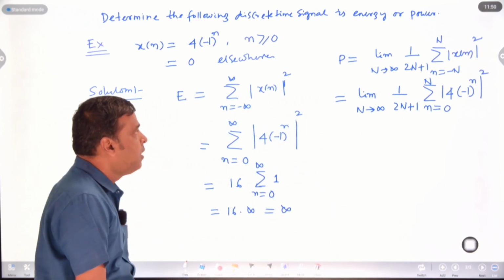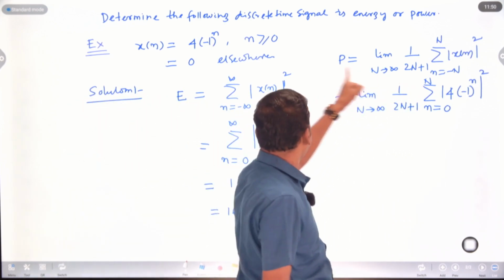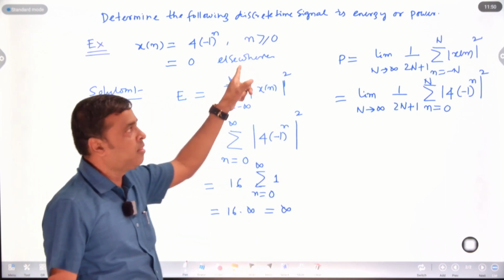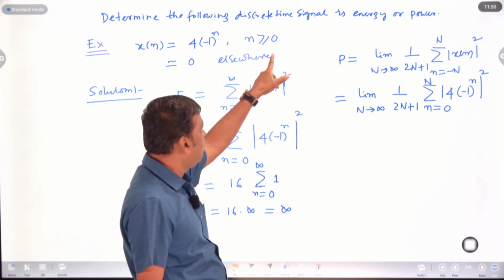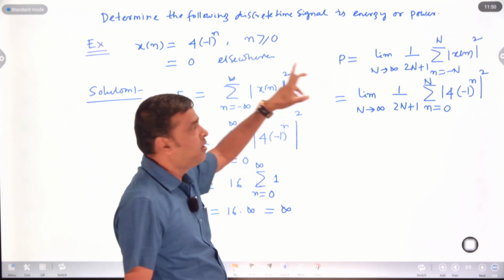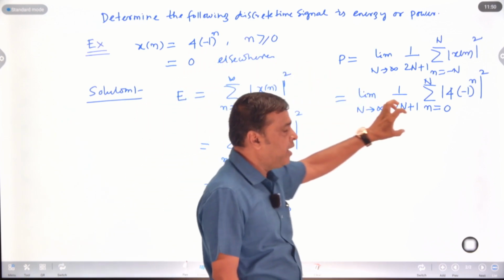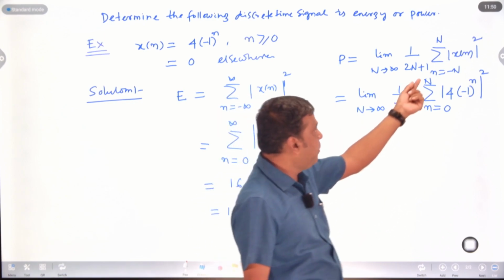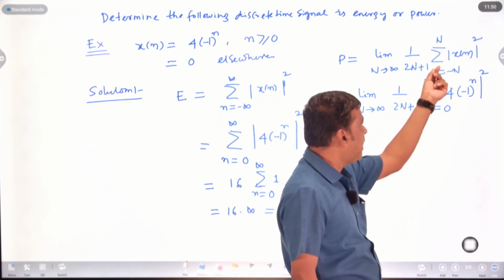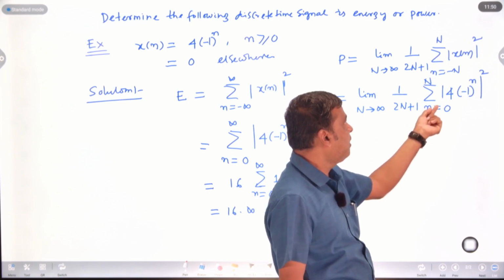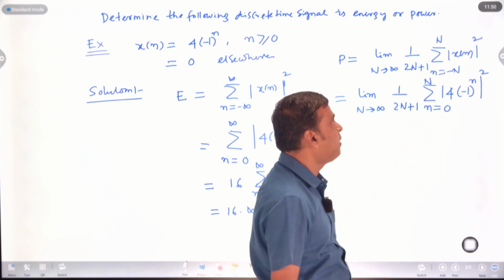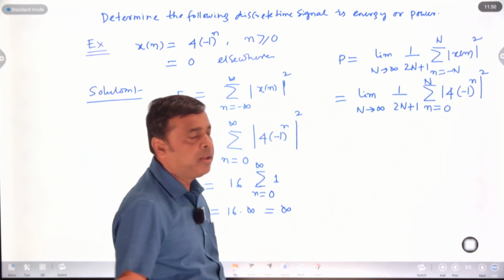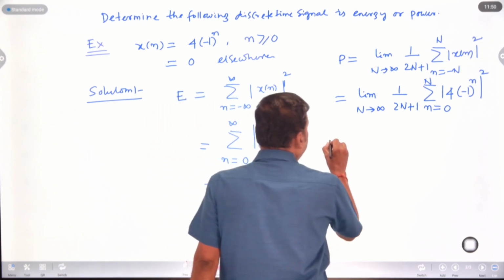Okay, only the limit will change here because the sequence exists for n greater than or equal to 0. For n greater than or equal to 0 means from 0 to infinity the sequence exists. To find the average power, where n varies from minus N to N, the limits can be slightly modified here: n equal to 0 to N, 4 times minus 1 to the power n, whole squared, and the value will be what?